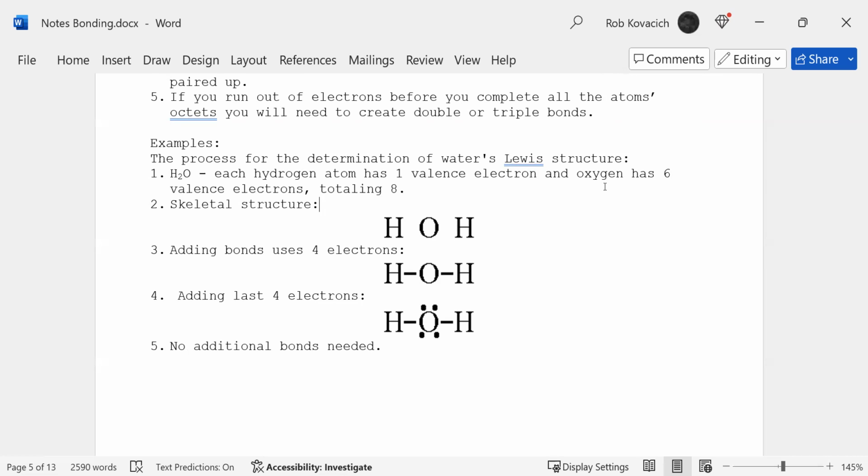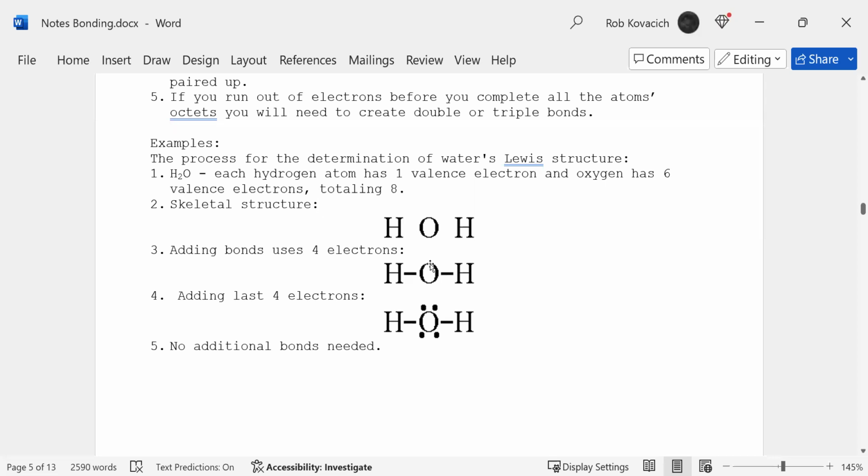So I'll put the oxygen in the middle, and then I'll connect the hydrogens up with a single line. Each one of those lines means 2 electrons in a covalent bond. So those 2 lines mean I've used 4 of my 8 total electrons. The hydrogens are happy because they don't want to see an octet. They want to see a duet. They only want to see 2 electrons.